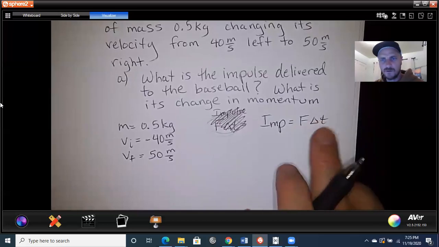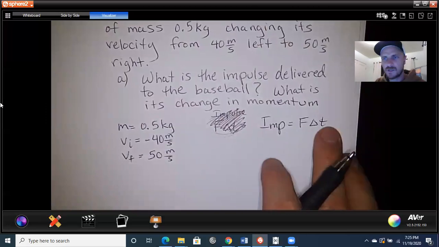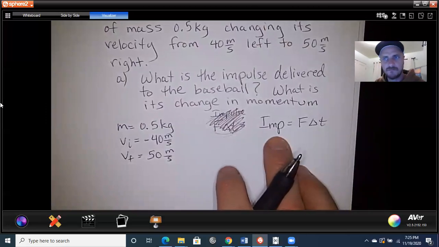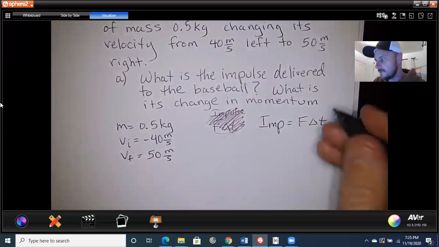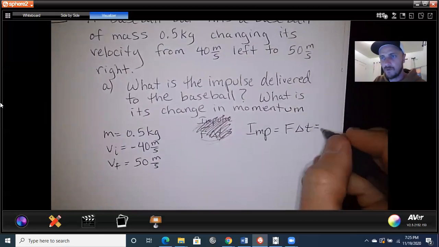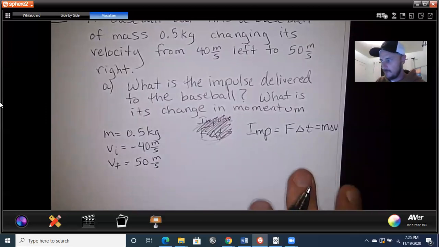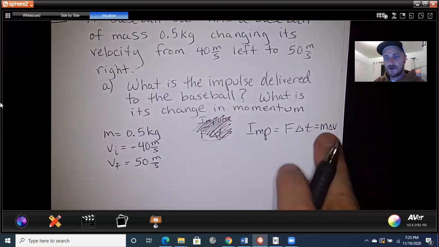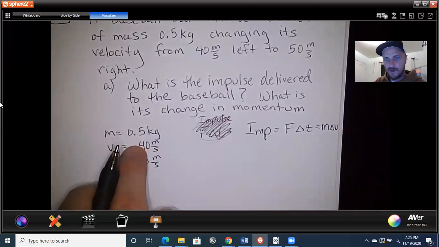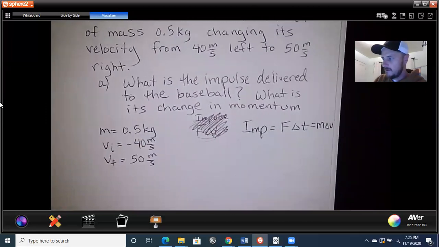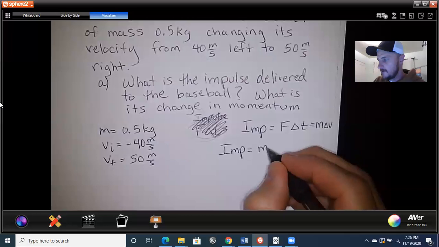Do you know force? Do you know time? Is that even given? No. So can you use force times time to find impulse in this case? No. But what is F delta T also equal to? Well, according to the impulse momentum theorem, or the momentum impulse theorem, it can be called either. Impulse is also equal to m delta v, and we do have that information right here. So based on that, I can say impulse equals m delta v.